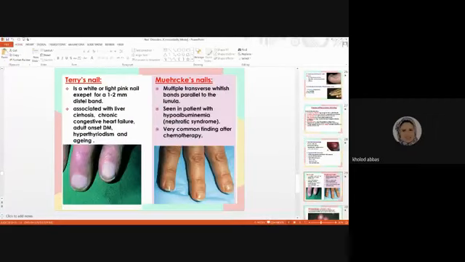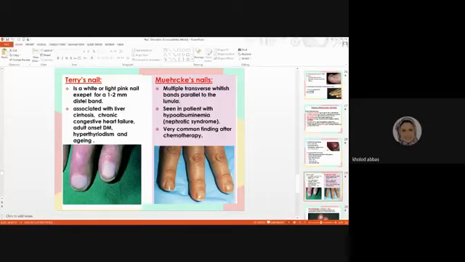Terry's nail is a white or light pink nail plate except for the 1 to 2 millimeters distally. So we see the distal band has normal color, and the nail plate from the proximal part all becomes white. Okay, seen commonly in liver cirrhosis, chronic congestive heart failure, adult onset diabetes, hyperthyroidism, and could be a common finding in aging.